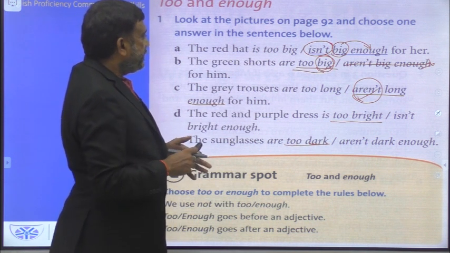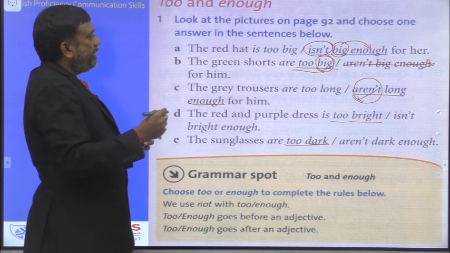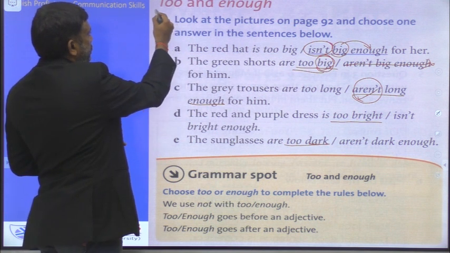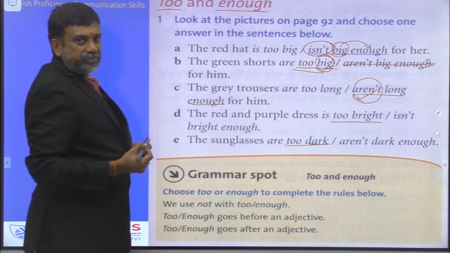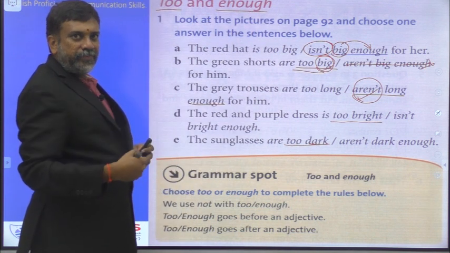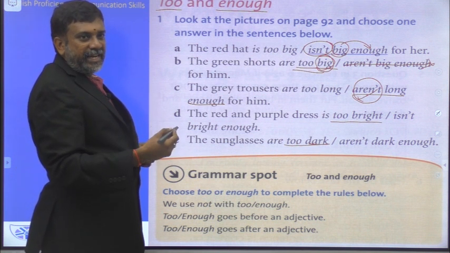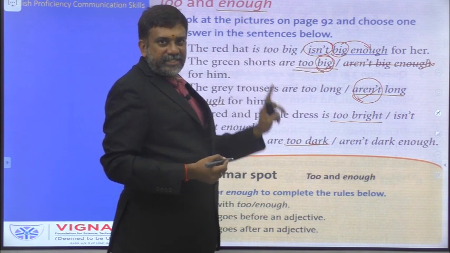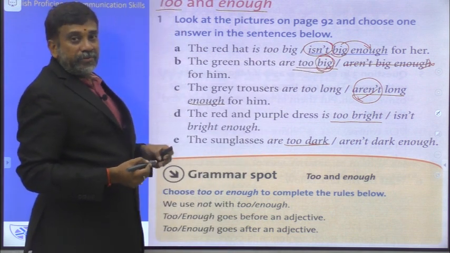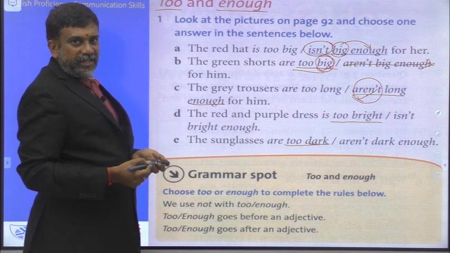What is the important thing? Two things that you have to remember is where this "too" is used and where this "enough" is used. "Too" is used before an adjective and "enough" is used after the adjective along with the negation in this condition. But when should we use "too" and "enough"?